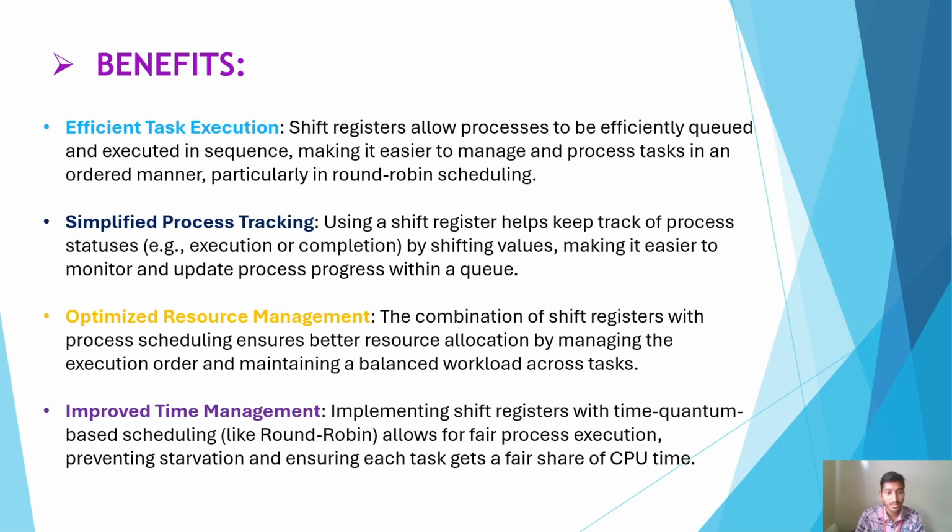Optimizing resource management. The combination of shift registers with process scheduling ensures better resource allocation by managing the execution order and maintaining a balanced workload across the tasks. Improved time management: implementing shift registers with time queue based scheduling like round robin allows fair process execution, preventing starvation and ensuring each task gets a fair share of CPU time.